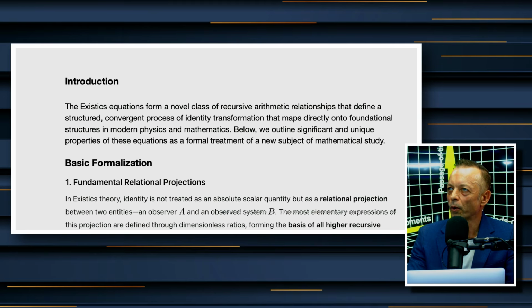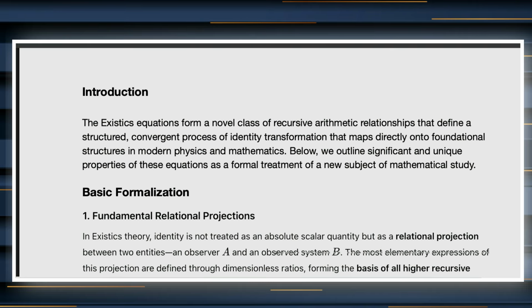The Existics equations form a novel class of recursive arithmetic relationships that define a structured, convergent process of identity transformation that maps directly onto foundational structures in modern physics and mathematics. Below, we outline significant and unique properties of these equations as a formal treatment of a new subject of mathematical study.